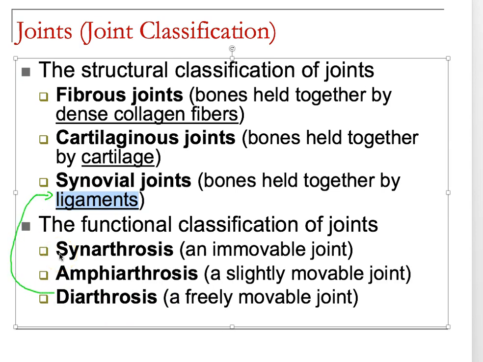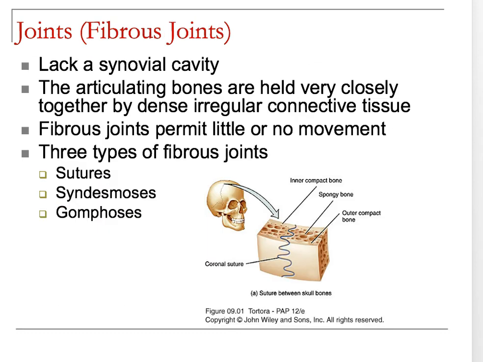Okay? Let's get rid of the cartoon. Let's change here. Here's a fibrous joint. It actually lacks a synovial tissue, and there are three types of these: sutures, syndesmoses, and gomphoses.